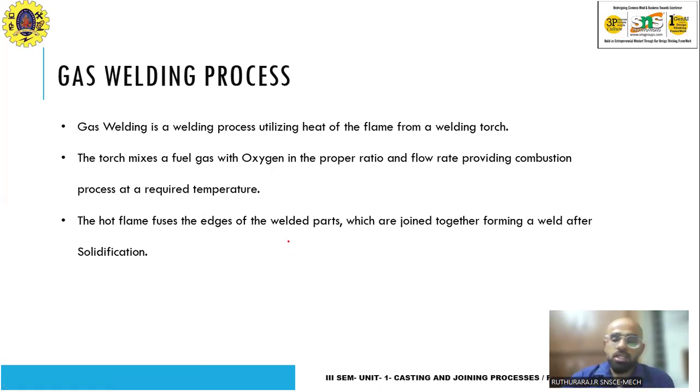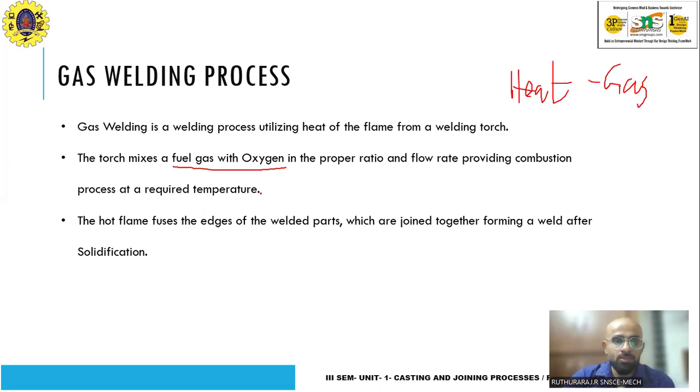So what are the things required for welding? First thing is heat. As you know, we have to melt the two parts, two workpieces, together. The first thing needed is heat. Here heat will be provided with the help of a gas. The gas used is a mixture of fuel gas and oxygen. The fuel gas is acetylene, which is similar to the LPG which we use in our households.